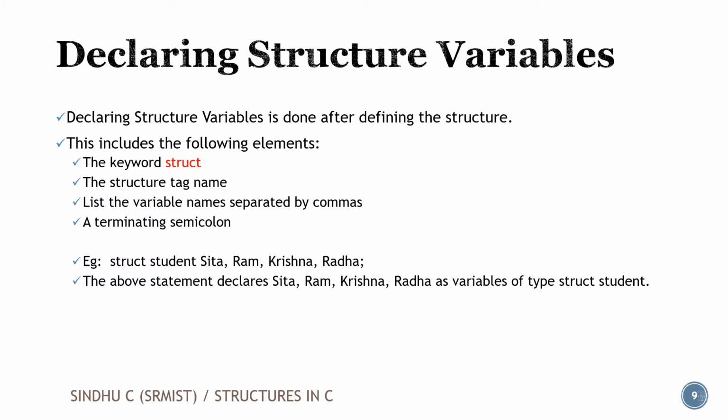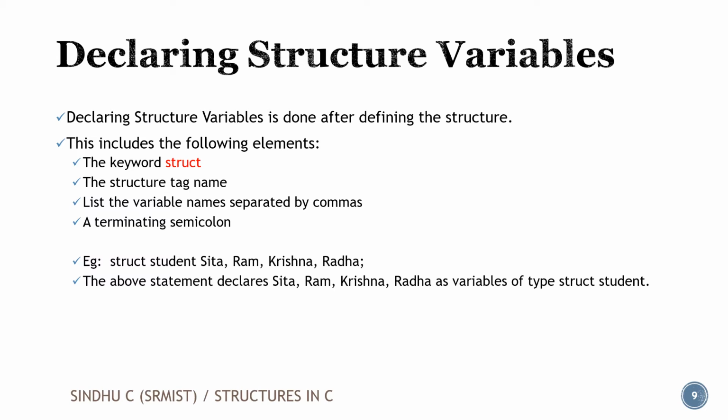Usually, declaring structure variables is done after defining the structure. So declaring a structure includes, first, the keyword struct, then the tag name, then the list of variables separated by commas, and finally you terminate it with a semicolon. We have already seen the same line in the previous slides.